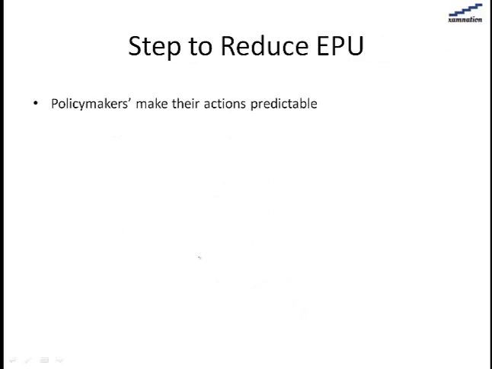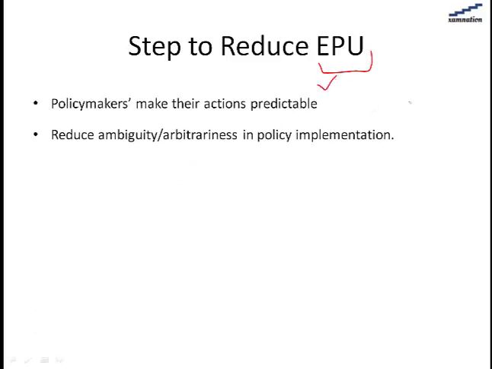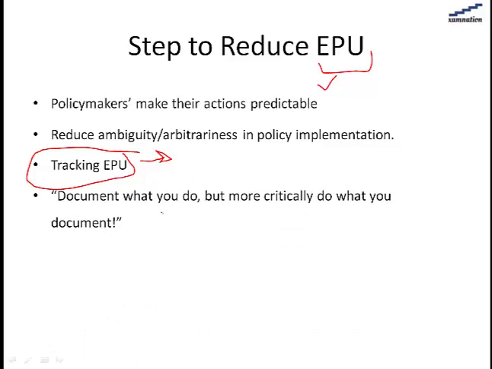Steps to reduce EPU: policymakers should take steps, of course. It is a common sense thing: to reduce the EPU, reduce the policy uncertainty, proper communication should be there, the policy should be predictable, reduce ambiguity in the policy implementation. Tracking EPU, this is important, this is a new thing which says that it's okay, you are taking the step, but track whether you are achieving it or not. For that you need to track the EPU. For example, we are tracking investment, we are tracking prices, similarly you should track the EPU as well. If the EPU is higher, you should become more transparent, more predictable, and you should document what you do, but also do what you document.